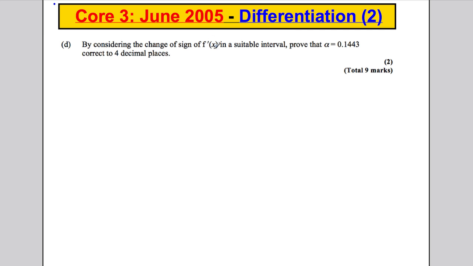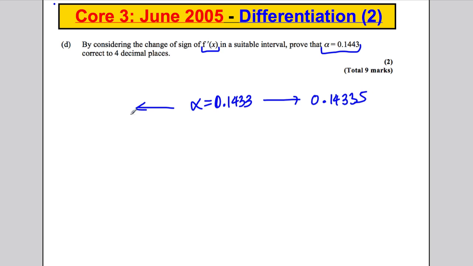And part D, it says, by considering a suitable change of sign for f dash in a suitable interval, prove that alpha is equal to that to 4 dp. If you think alpha is 0.1433, you need to check a little bit to the right hand side of it, 0.14335. You need to check a little bit to the left of it, 0.143, so that should be 0.14325.